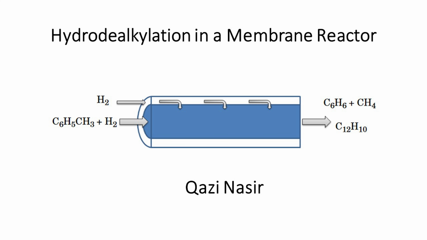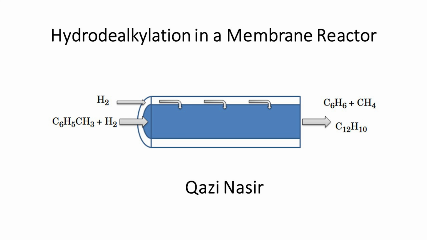Hello everyone. So in today's simulation, we will talk about hydrodealkylation in a membrane reactor. At high temperature and pressure and in the presence of hydrogen, toluene can be demethylated to produce benzene. Then, benzene can react reversibly to produce biphenyl.